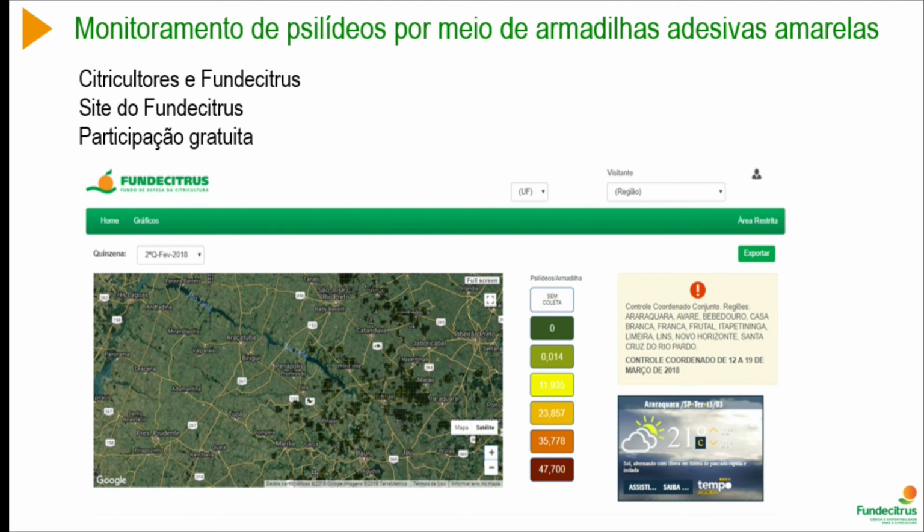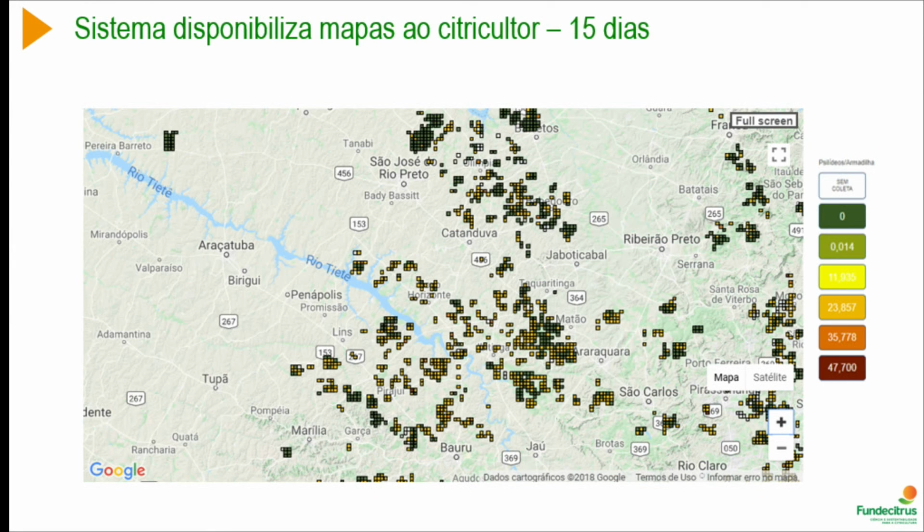This is a monitoring of psyllids using yellow stick traps. It is a partnership that we hold between citrus growers and Fundecitrus, and it is hosted on the Fundecitrus website. Any provider can participate there. This is free, and all citrus growers must inspect their own farms. If they also participate in this alert, that's much better, because they will contribute psyllid information.